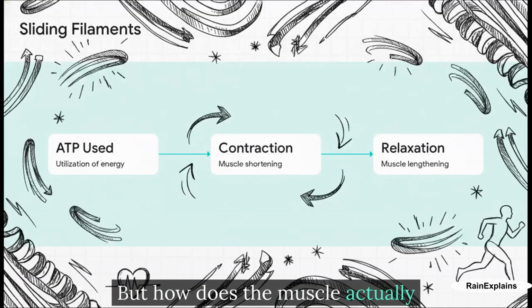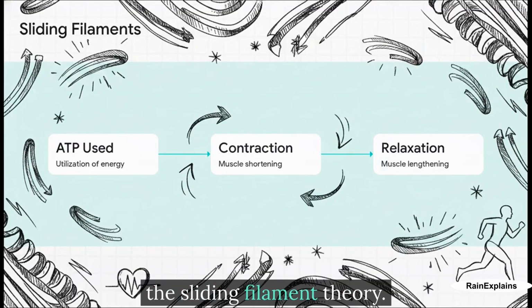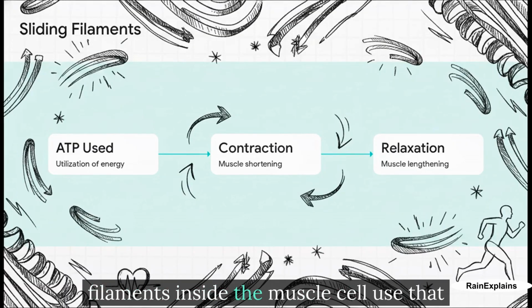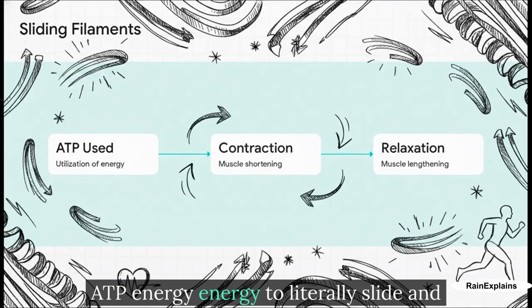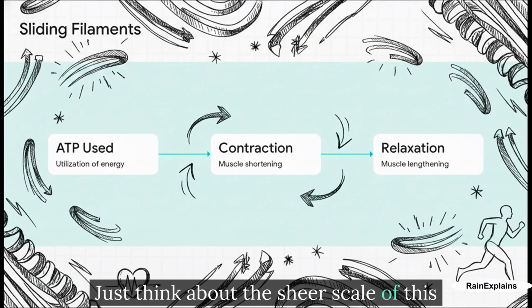But how does a muscle actually physically move? The chemistry behind it is explained by the sliding filament theory. At a microscopic scale, specific protein filaments inside the muscle cell use that ATP energy to literally slide and ratchet past one another. Just think about the sheer scale of this for a second.